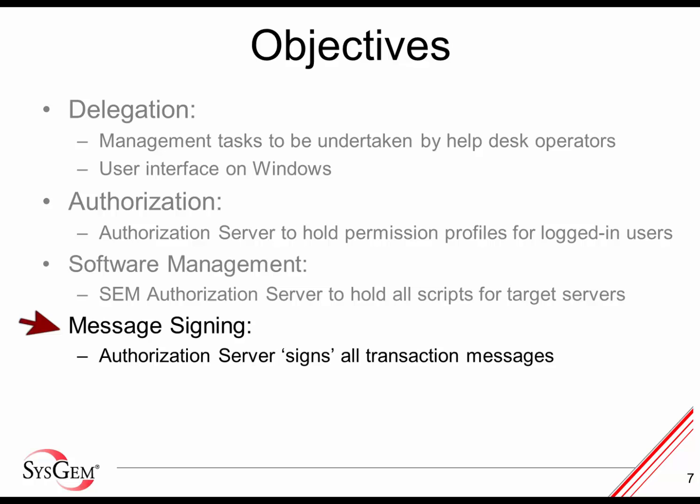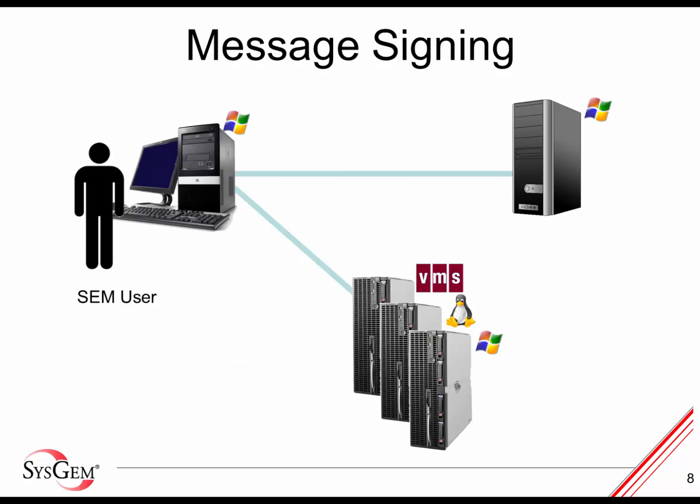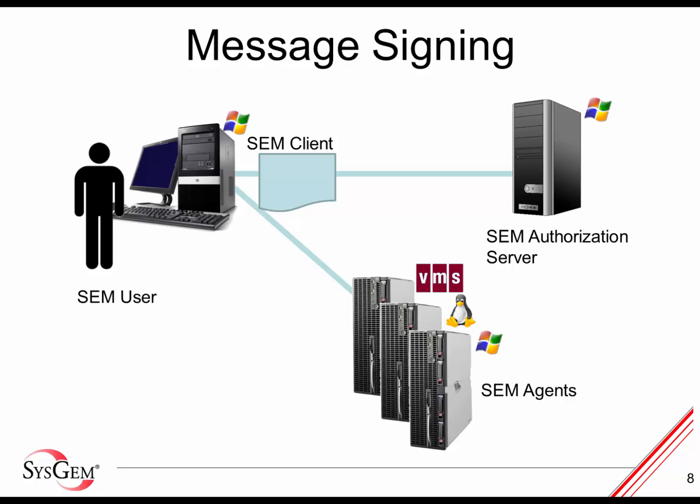Message signing. For security reasons, all transaction messages used in the SAM network are first signed by the authorization server. Unsigned or incorrectly signed messages will be rejected by recipient software components. So for example, a transaction to update a user account on one or more target VMS servers is first sent from the SAM client to the authorization server for signing.